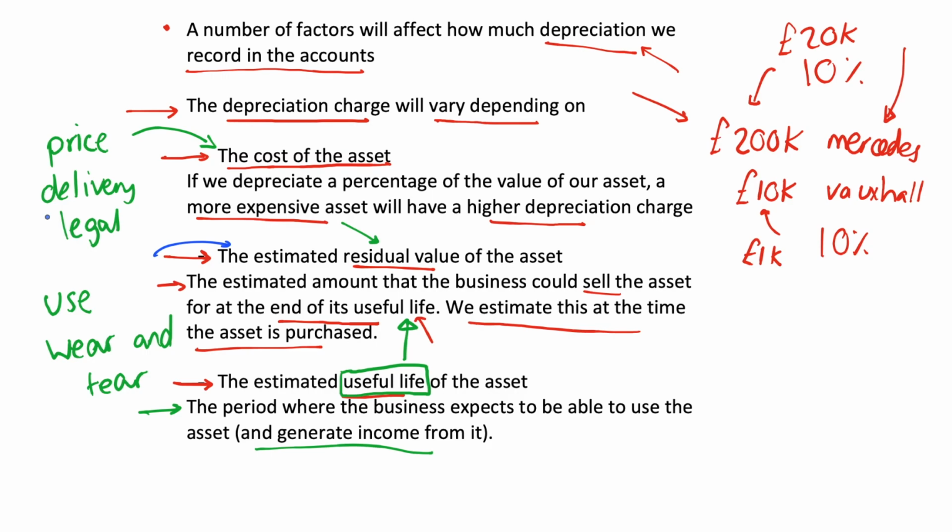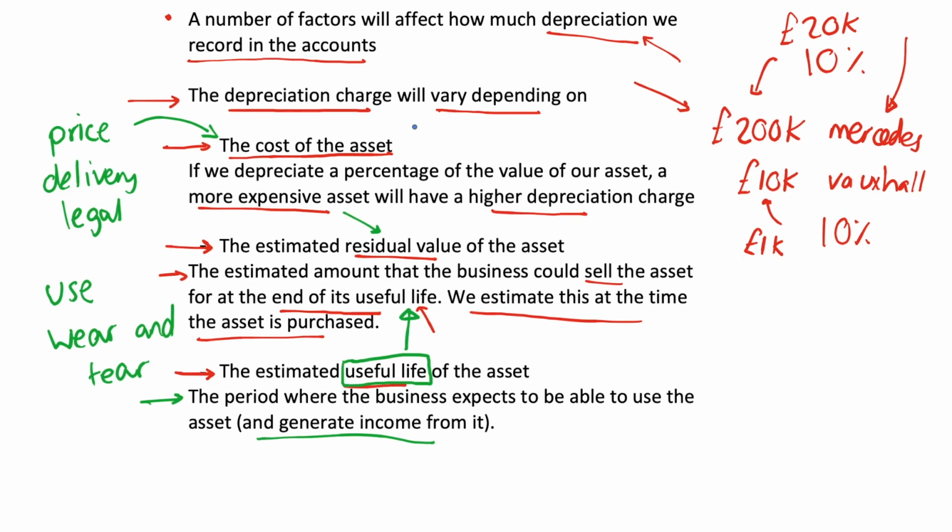So there are the three main factors affecting the depreciation charge. We've got the cost of the asset, the estimated residual value of the asset, and the estimated useful life of the asset. And as we have said in this video, there are other smaller factors which will affect the cost and the residual value and the useful life, but we're just going to group these all under these three main factors.